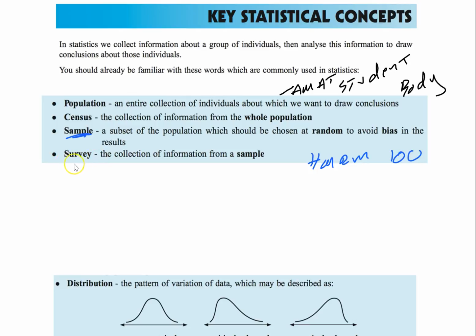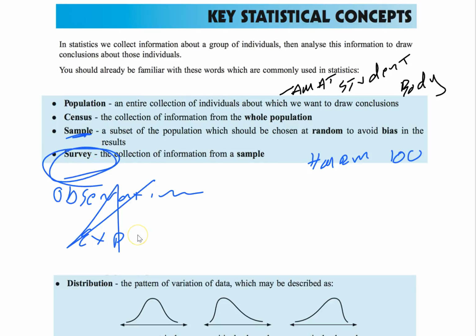Survey is one of the many ways to collect data. You just go around and pass the survey out. There's also an observational study and an experiment, but IB only cares about the survey, so we'll just ignore those.